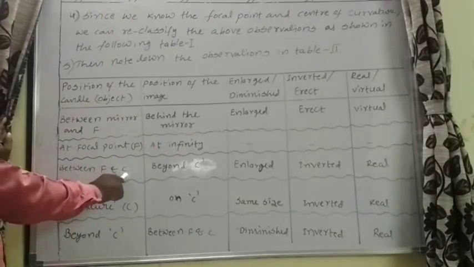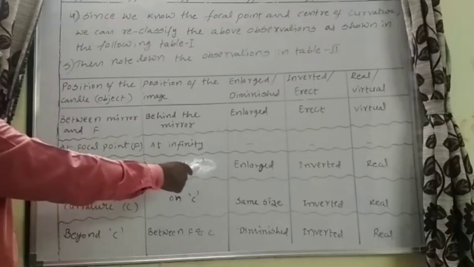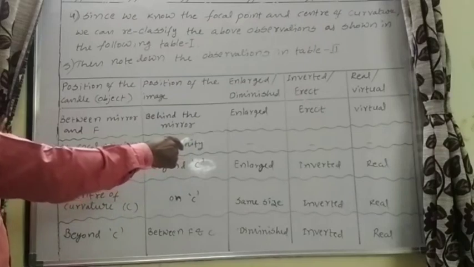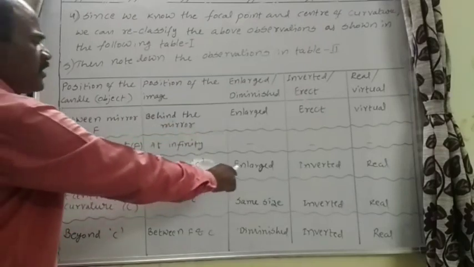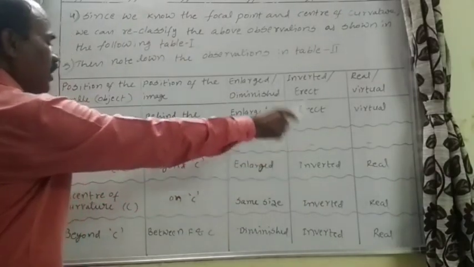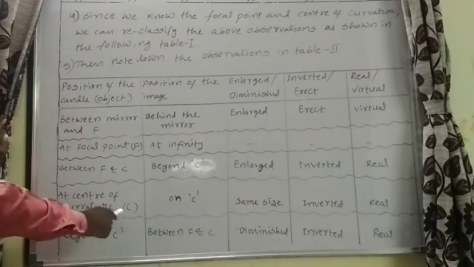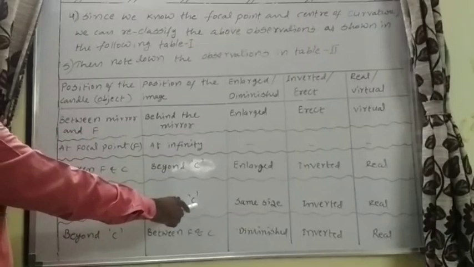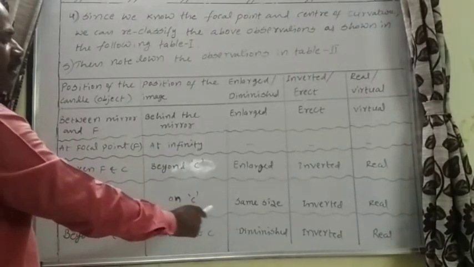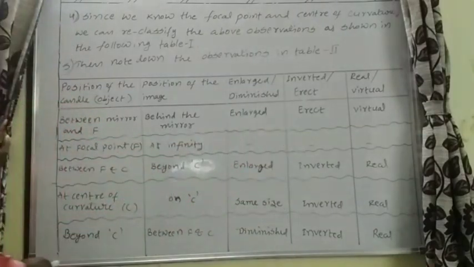The object is placed between the focus and the center of curvature, the image is formed behind C. Behind C means greater than 60 centimeters from the mirror. The image is enlarged, inverted and real. The object is placed at the center of curvature, the image is also formed at the same distance from the mirror, that is on C. Same size image, inverted and real.